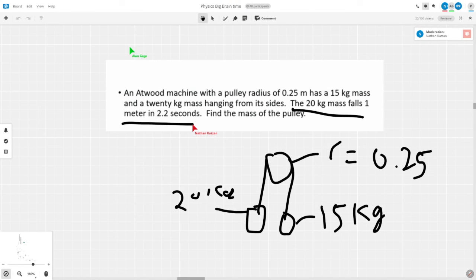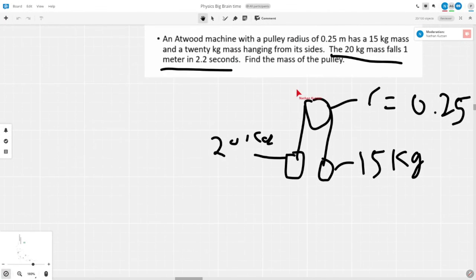Does anyone need us to solve this out fully, or do you guys understand? Yeah, could you solve it just so we can see it actually applied? Okay. So hold on, let me pull up the formula sheet so I make sure I'm not doing anything wrong here.